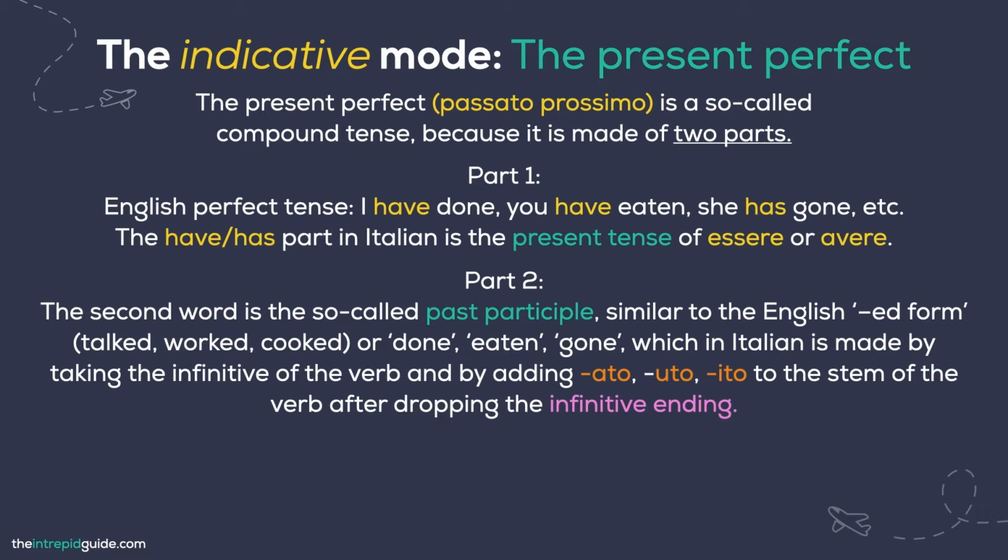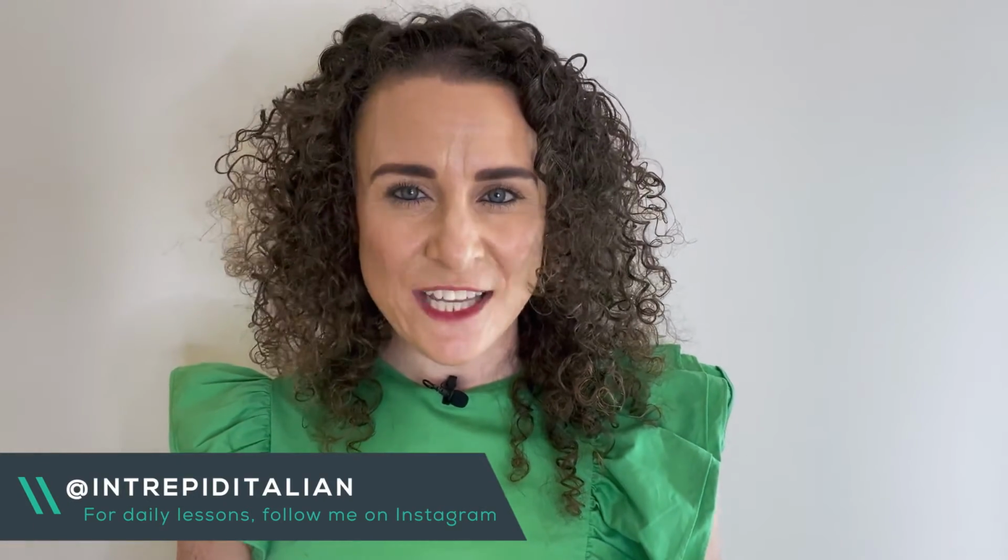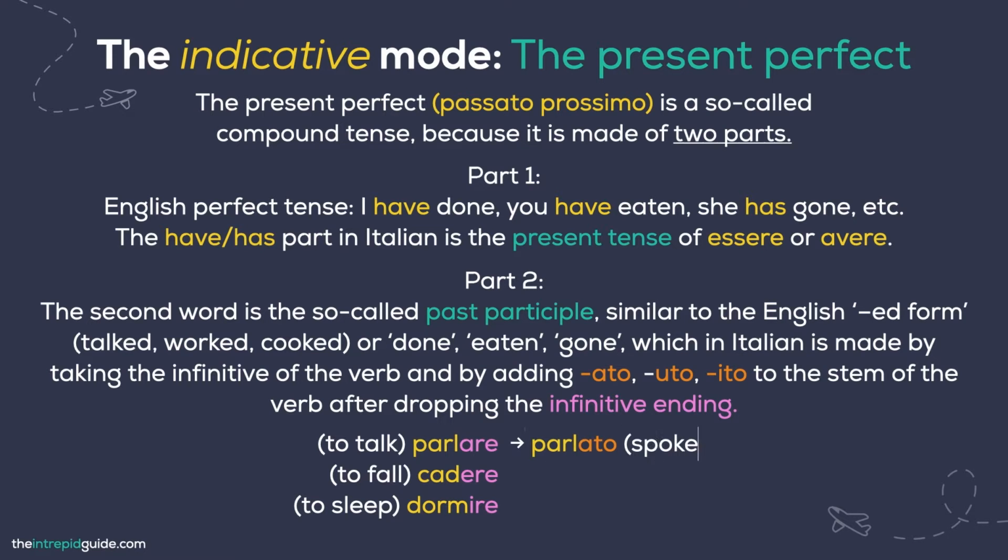To form the past participle in Italian, we take the main verb, the full infinitive of the verb, such as parlare, cadere, dormire, and add 3 different endings, -ato, -uto, -ito, to the stem of the verb after dropping the infinitive ending. So the past participles of parlare, to talk, cadere, to fall, and dormire, to sleep, are as follows. Parlato, caduto, dormito.